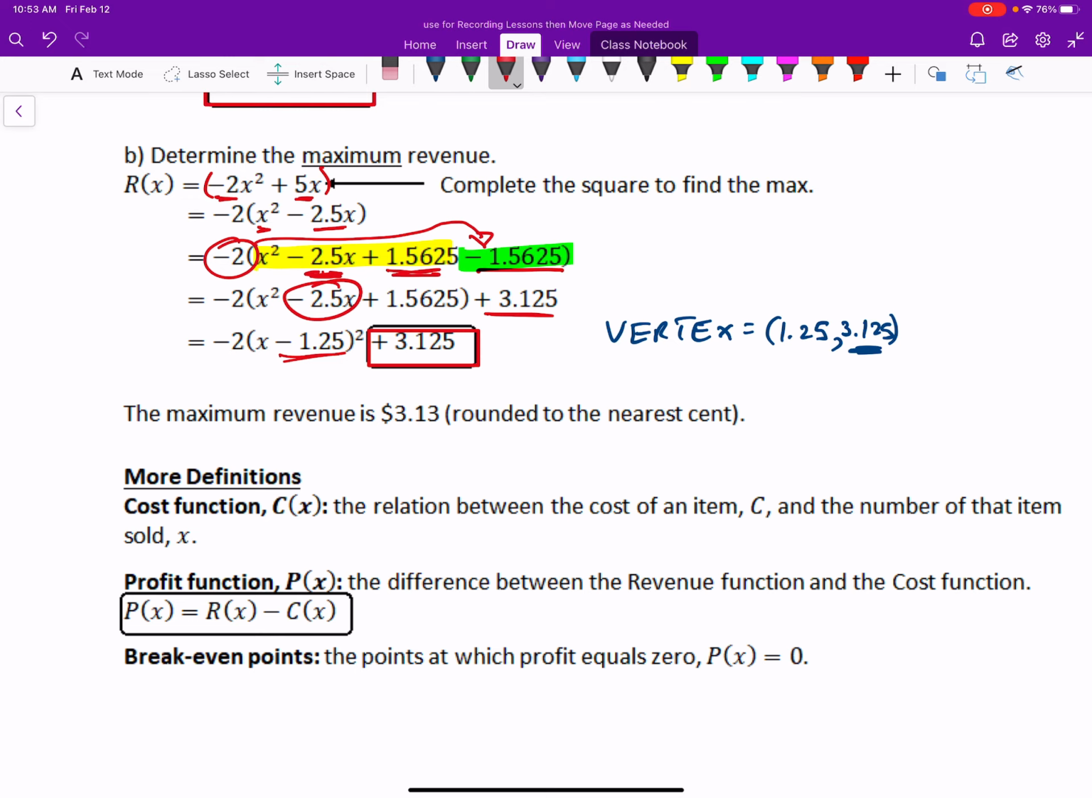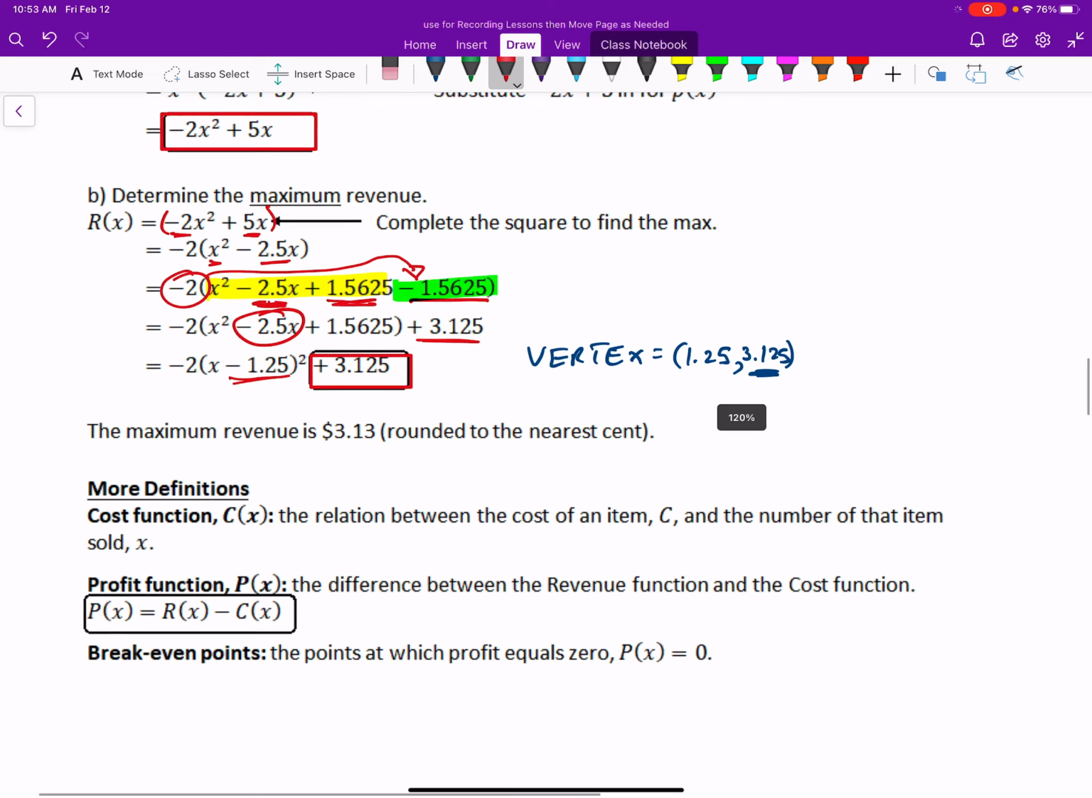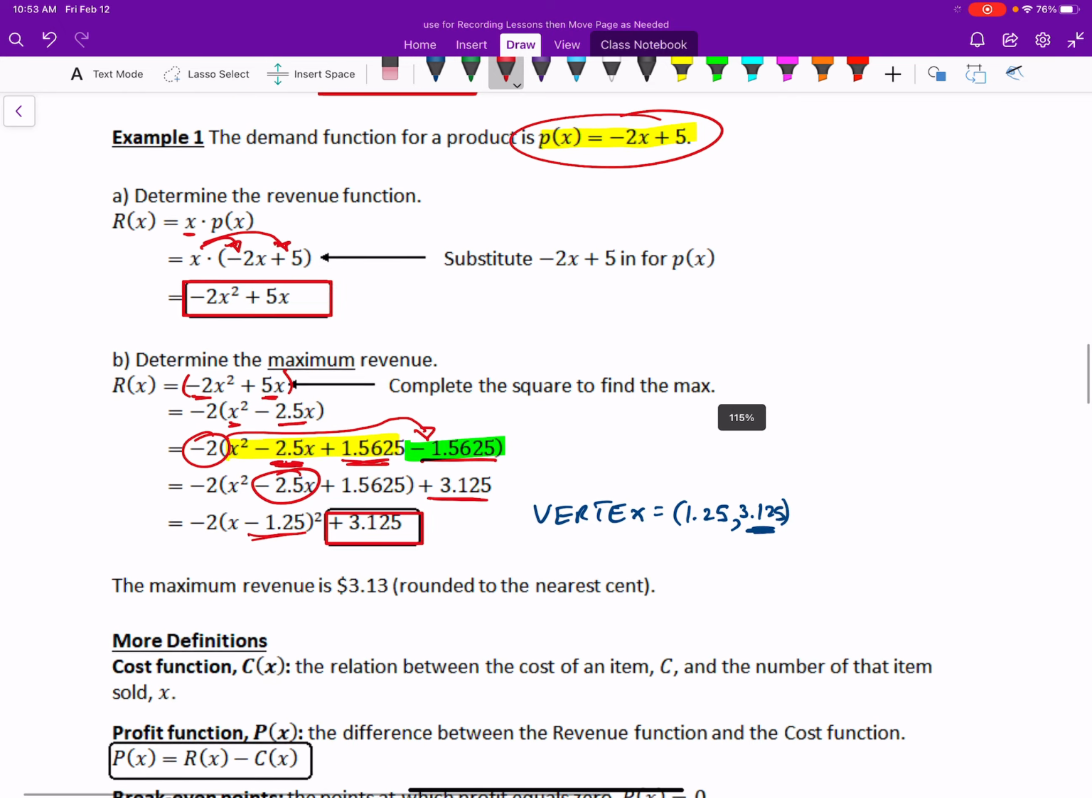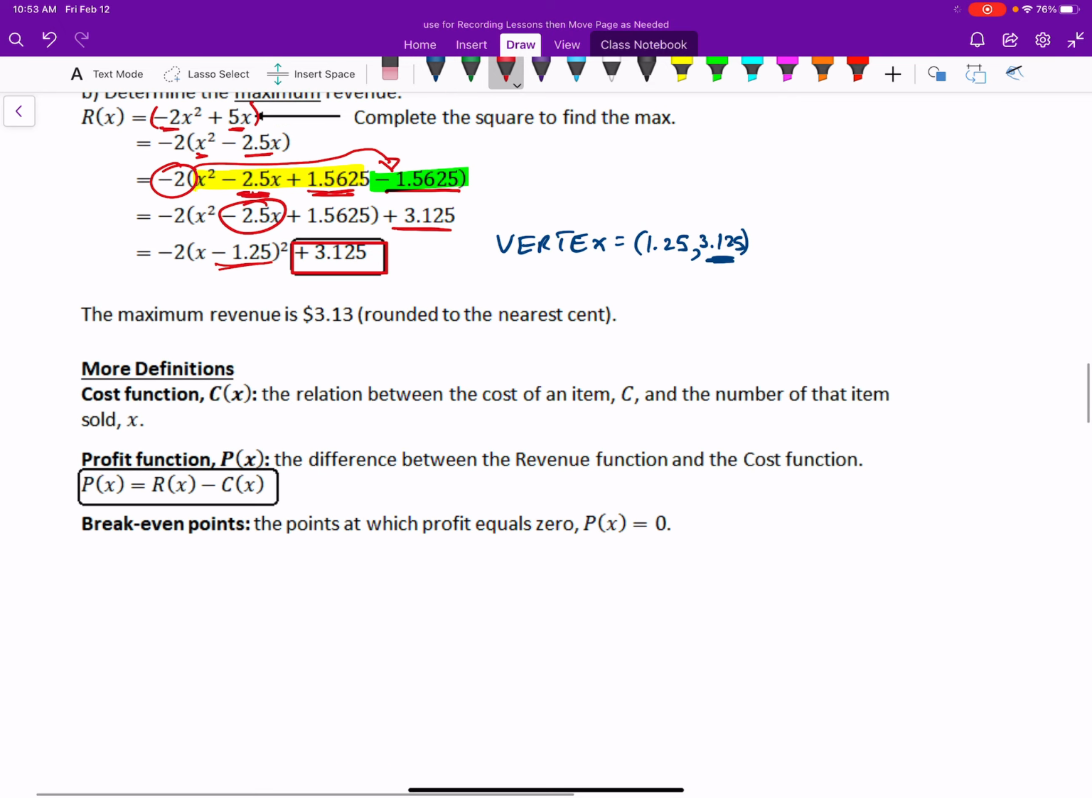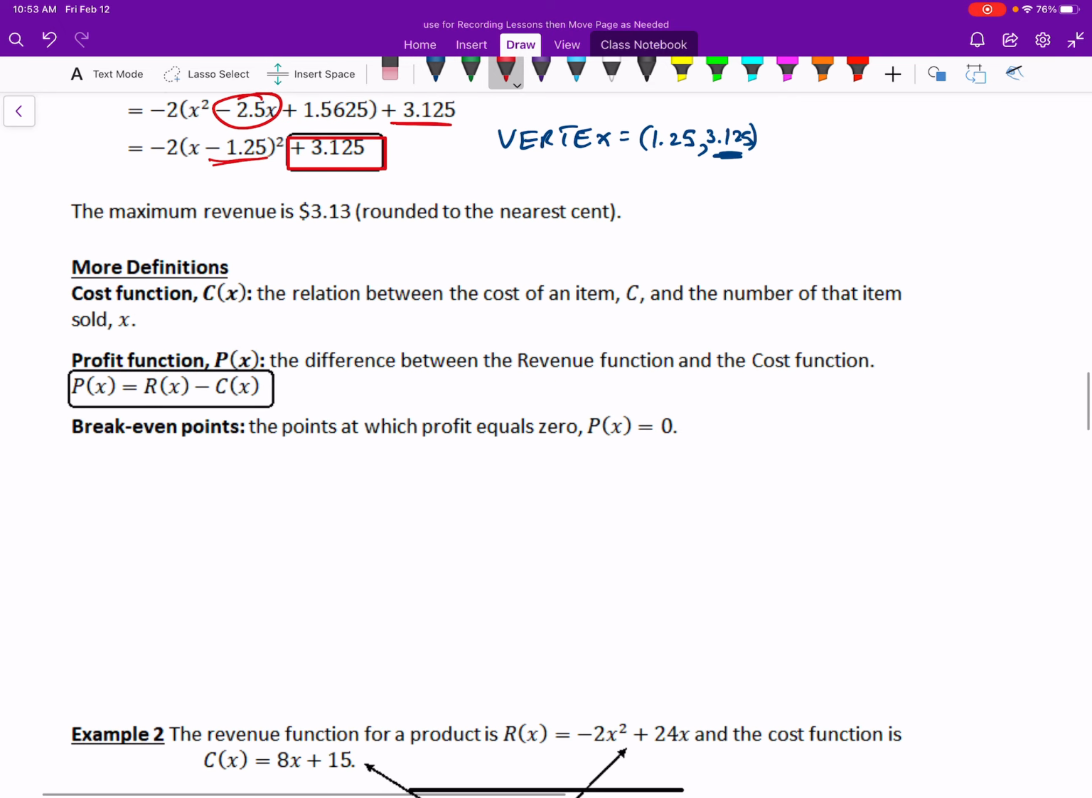So we can get a maximum revenue just by completing the square once we have a quadratic revenue function. We can also talk about things like cost and profit. Cost, as I'm sure you can figure out, is simply the cost of an item based on the number of that item sold. Obviously, there's a certain cost for producing items.